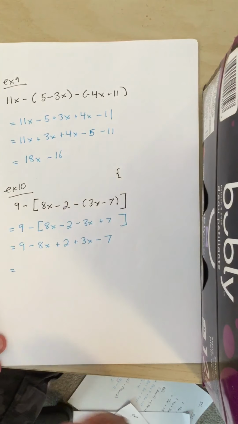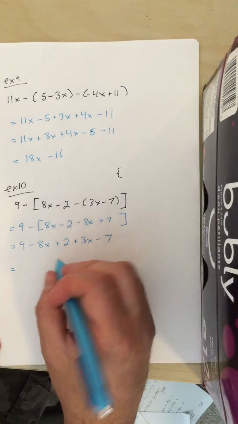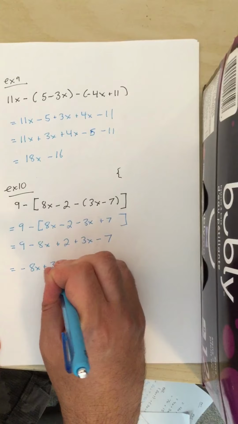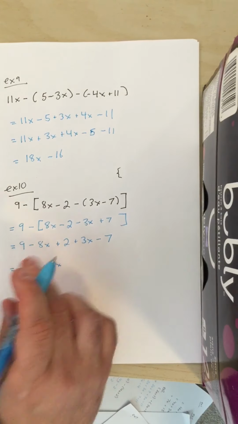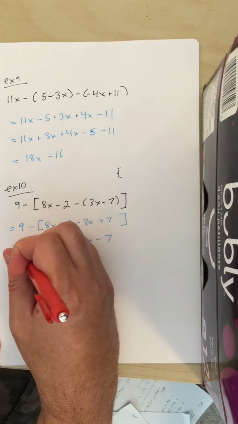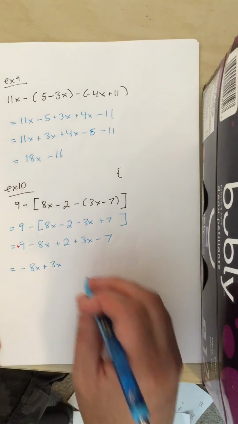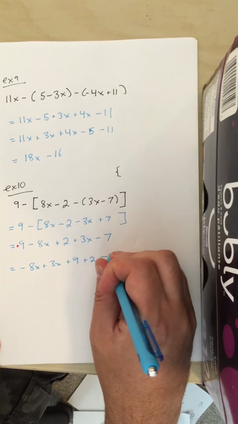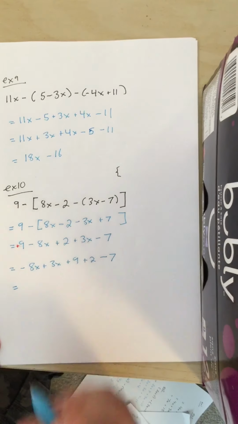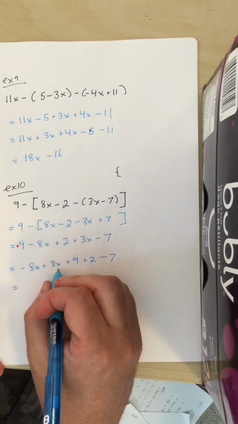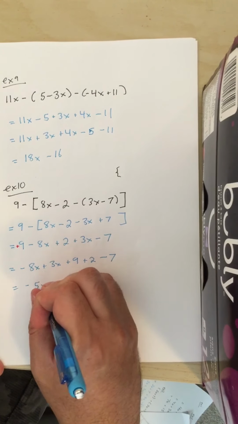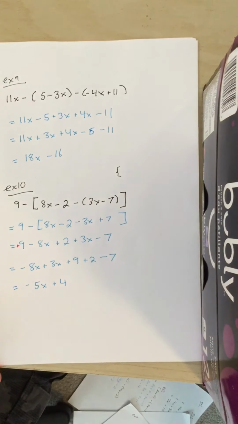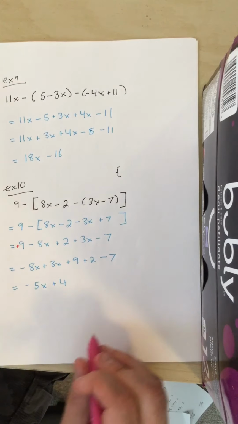So then we collect like terms. I like to put the x's first, but you don't have to. So the negative 8 drags the negative with it. The plus 3 drags the plus with it. The 9, what does it drag with it? It drags the invisible plus with it. So plus 9 plus 2 minus 7. And then we have minus 8 plus 3 is minus 5. 9 plus 2, 11 minus 7 is plus 4. And that is that.